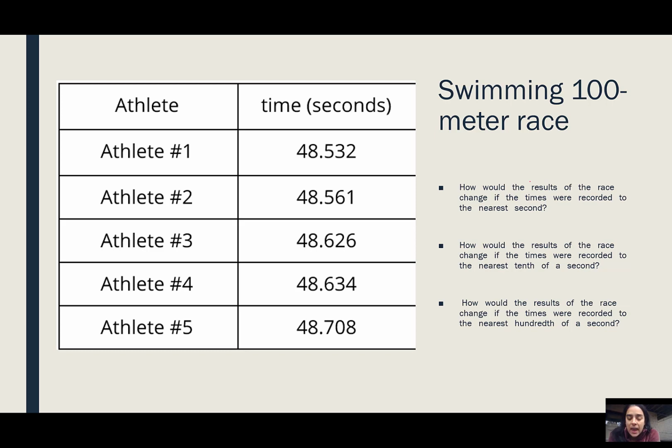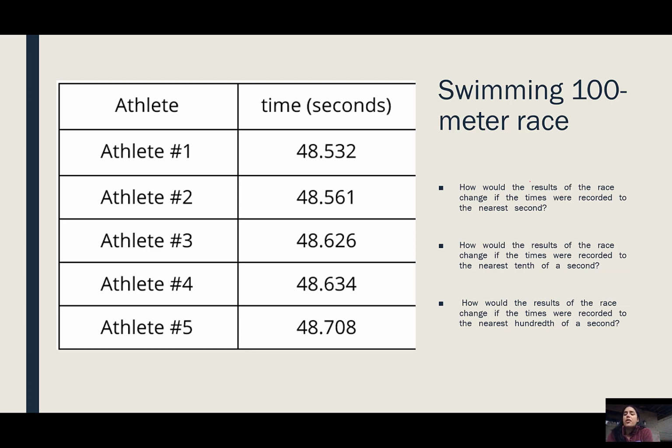front crawl stroke. And you see their times are listed, okay? Their times are in seconds. So this means it only took them a 48 and a little bit more seconds to get to the finish line. So here's our challenge for today.